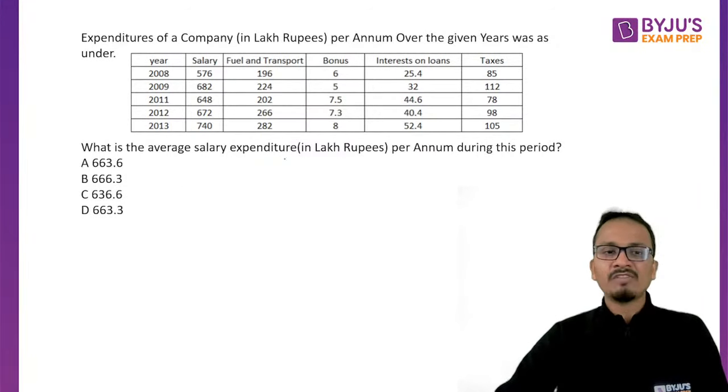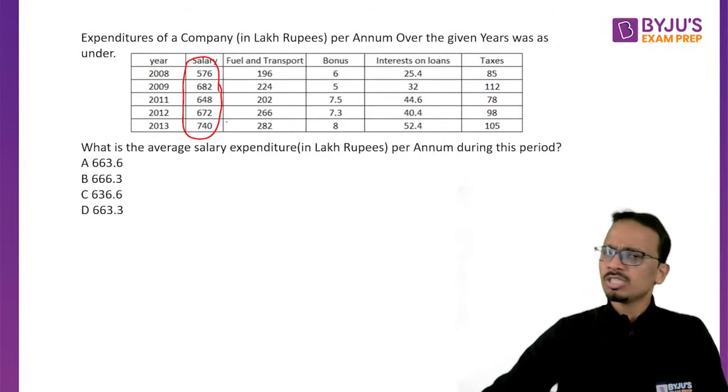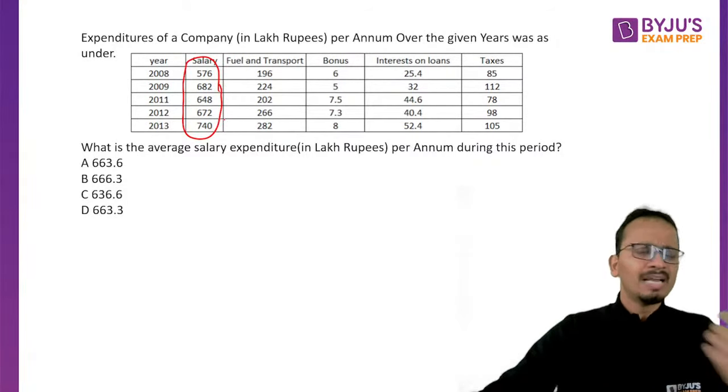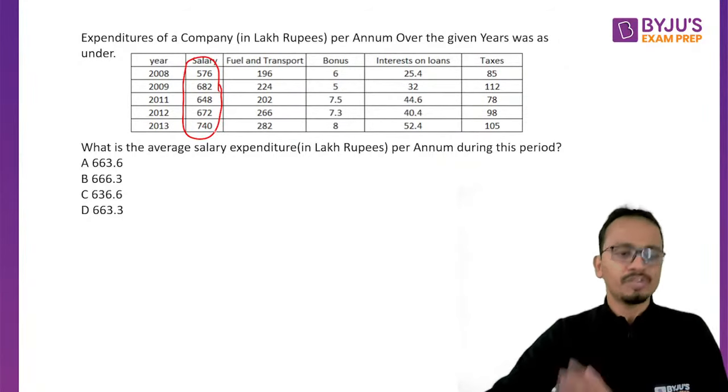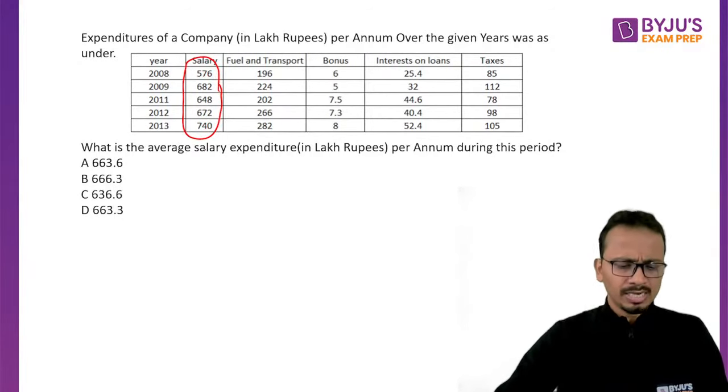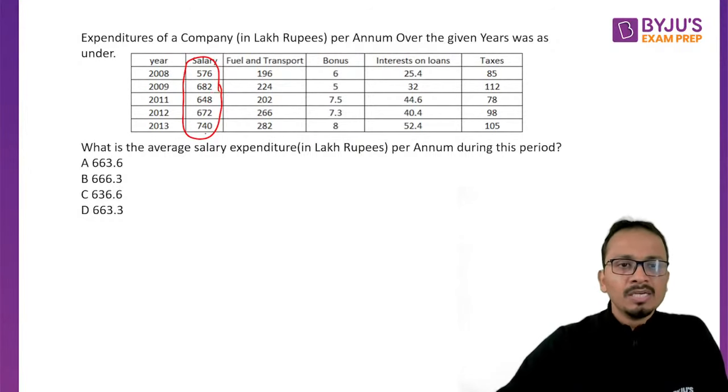Okay, now what is the average salary expenditure? Now this is the salary for different years. You just need to add all of them and apply the formula of average. Now average is sum divided by the number of terms. Okay, so if you will add all these numbers, so what will be the sum? So let's quickly add them.